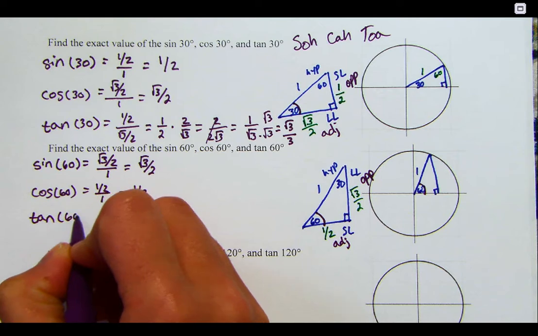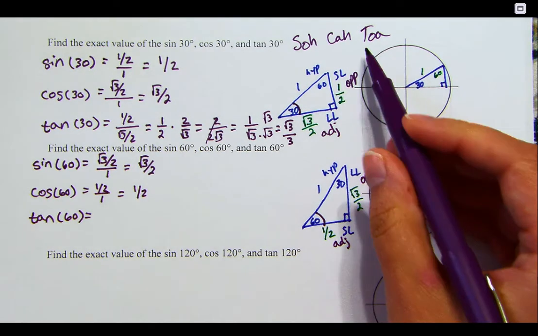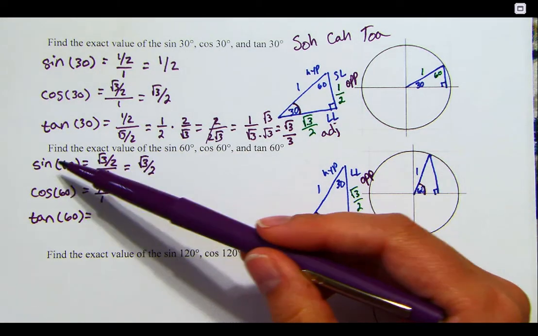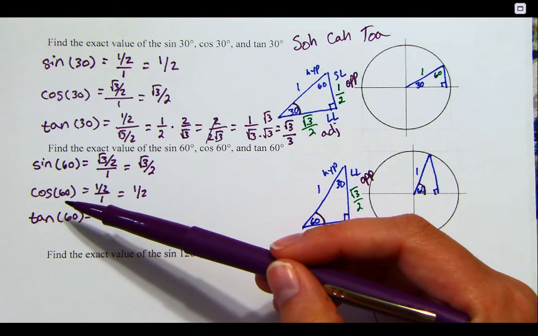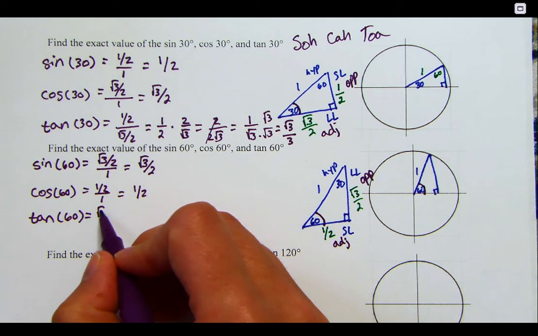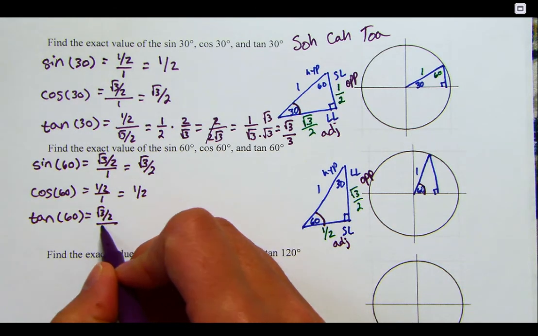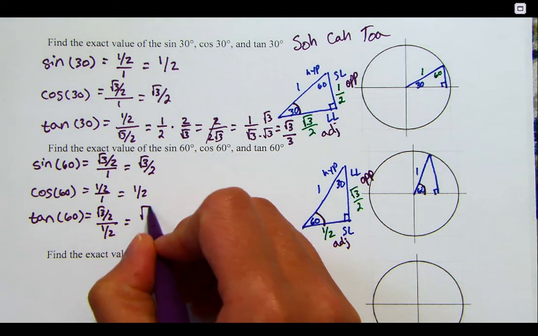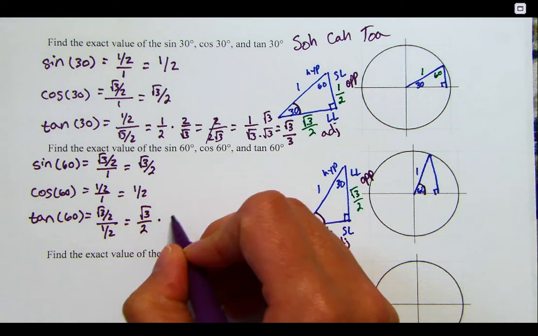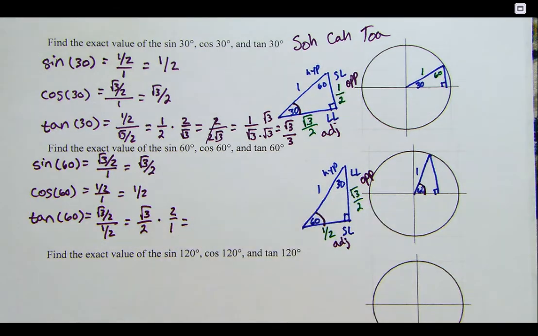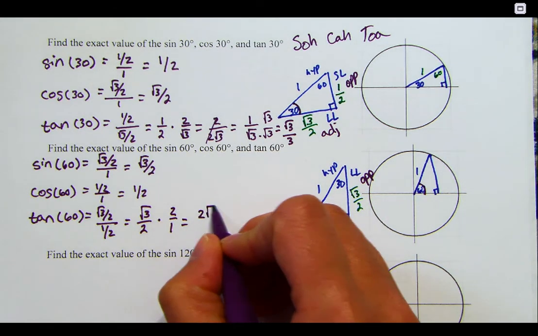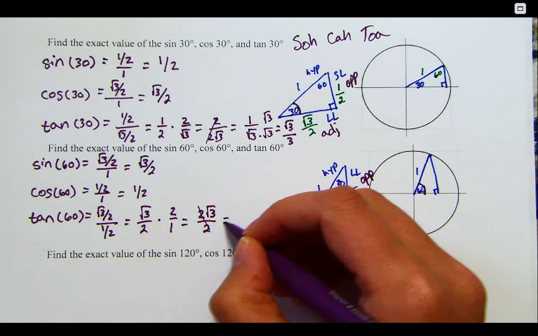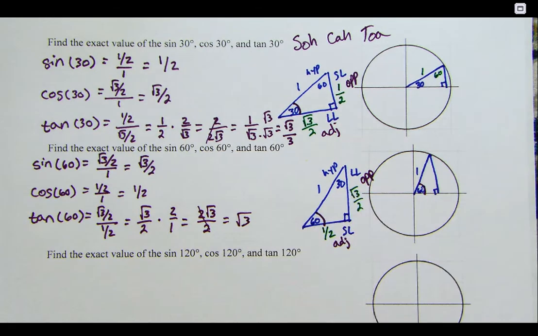And then for the tangent of 60, that is opposite over adjacent. Or again, I can take my answer for sine and divide it by the answer for cosine. So we would have the square root of 3 over 2 divided by 1/2. So if I start simplifying, we keep the numerator and multiply by the reciprocal of the denominator. If we multiply straight across, this will be 2 square root of 3 over 2. And then my 2's cancel to be a 1, so then this will just be the square root of 3 for the answer.